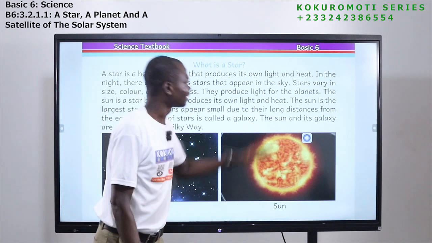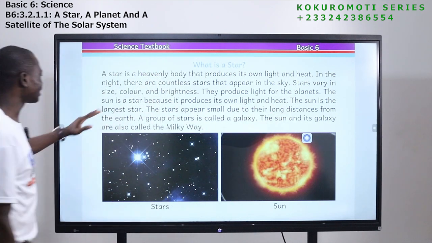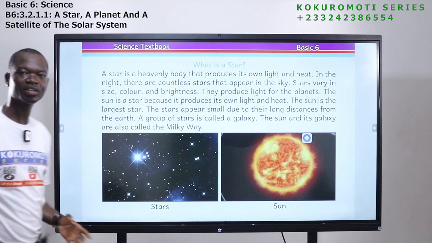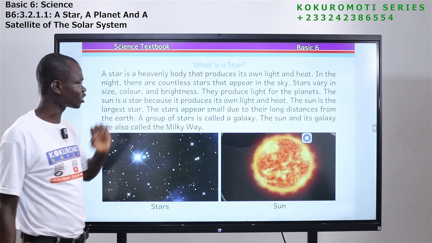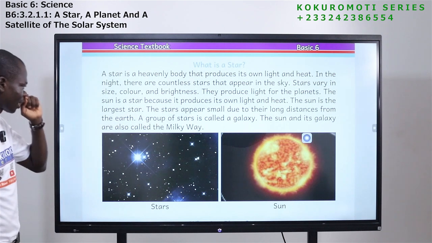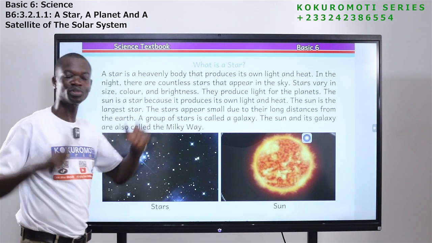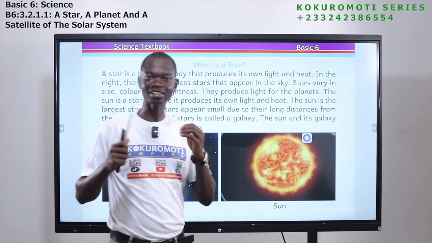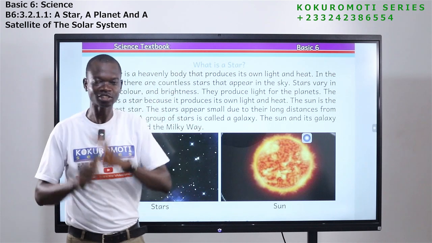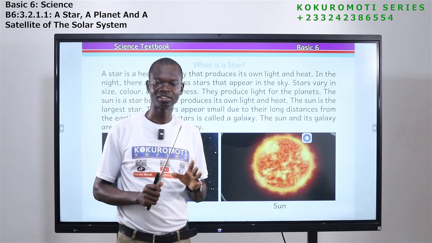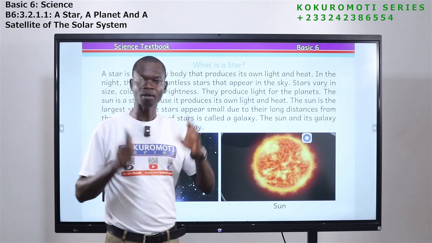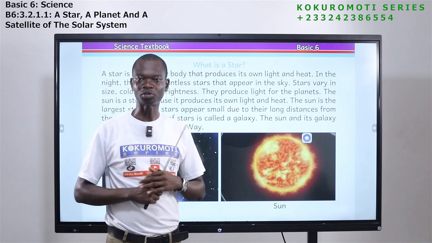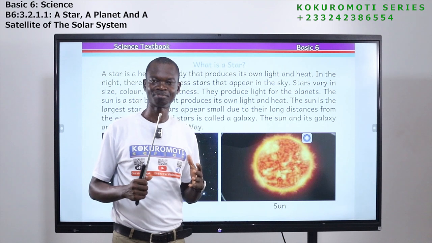Let's move on. The sun is the largest star. So among the stars, the sun is the largest. The stars appear small due to their long distance from the earth. So in the night we see the stars. In fact, the sizes that we see are not the actual size. They are of different sizes, different colors, but they are bigger than what we see in the night.